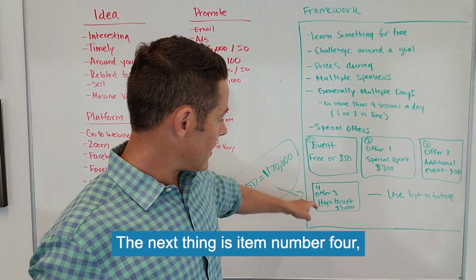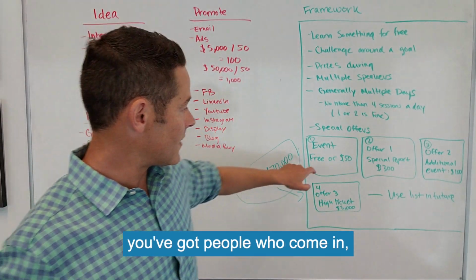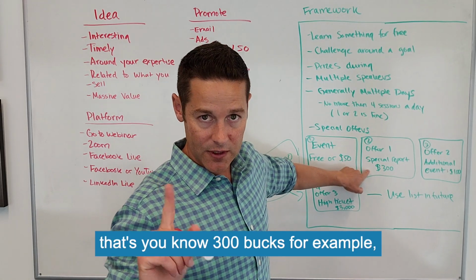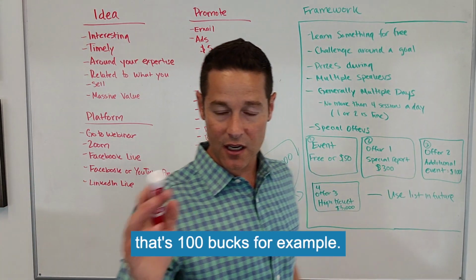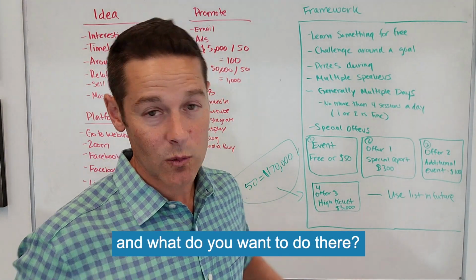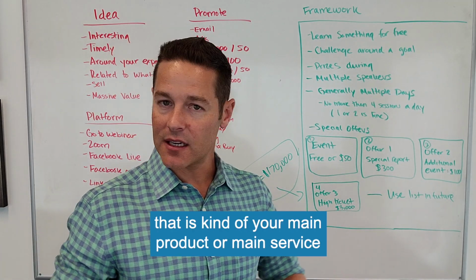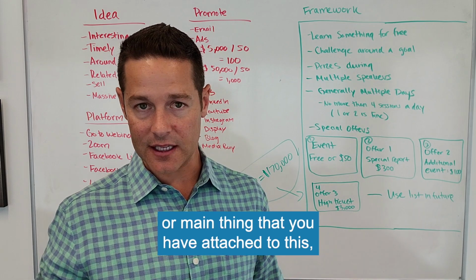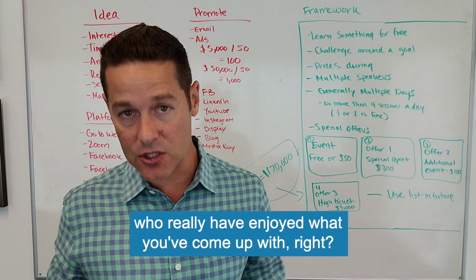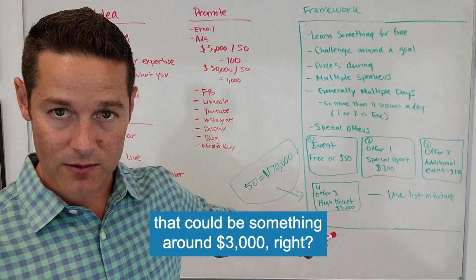These are just examples of things that people are doing in frameworks, right? The next thing is item number 4, you could have another offer. So think about this for a second. You've got people who come in, they pay a little bit or it's free. They've got one offer that's $300, for example. They've got another offer that's $100, for example. And now you're at the very end of the event. And what do you want to do there? Well, what's the high ticket offer, right? What is that expensive thing that is your main product or main service or main thing that you have attached to this that you want to try to get in front of the people who really have enjoyed what you've come up with, right? So for example, that could be something around $3,000, right?